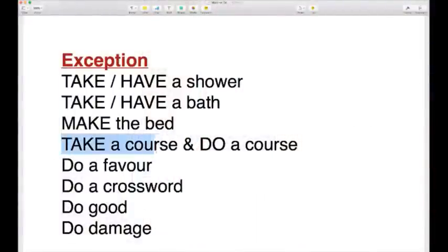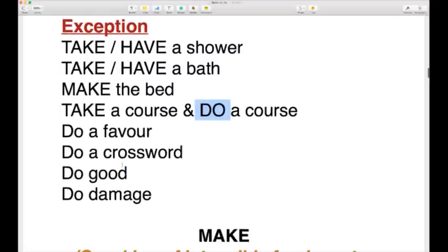Okay, let's carry on. Also, you can take a course and you can do a course. So we previously said you do a course. What course are you doing? But you can also say take a course. I'm taking a course in economics. I'm going to take a course this summer. Exactly the same as do. You can use it as and when you wish to.